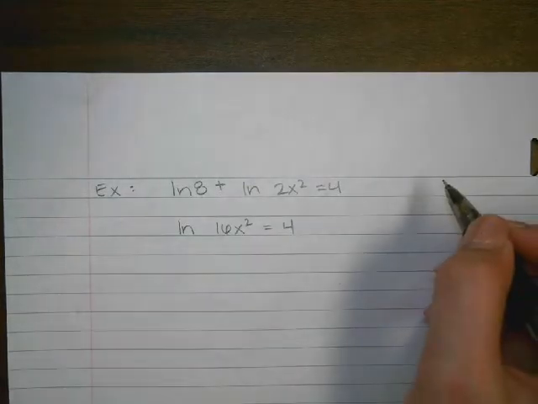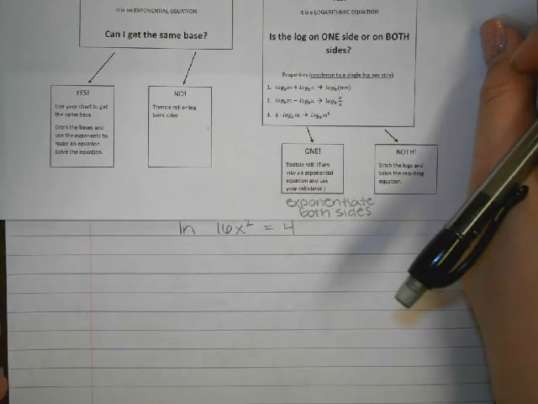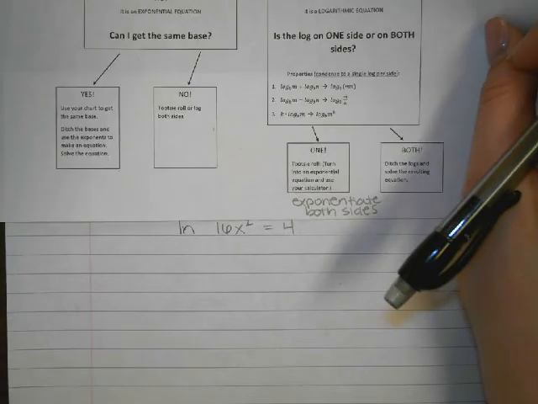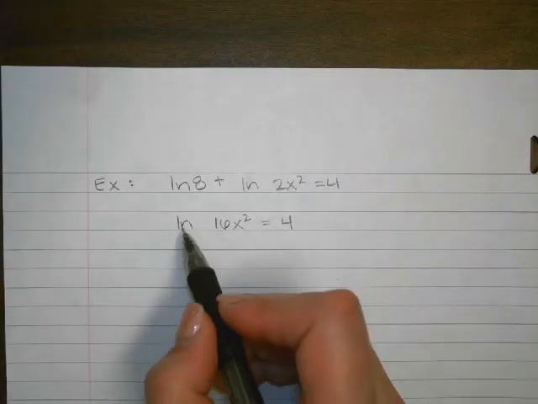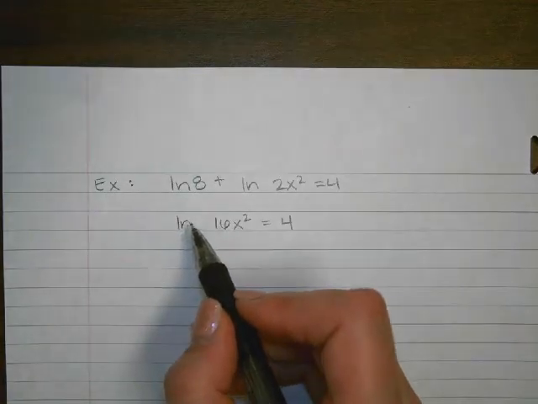And then from here, I need to go ahead and switch this into exponential form, or I need to undo that log. So I've seen students do this both ways, where I've seen students just memorize that the opposite of ln is e. That's one way to do it.